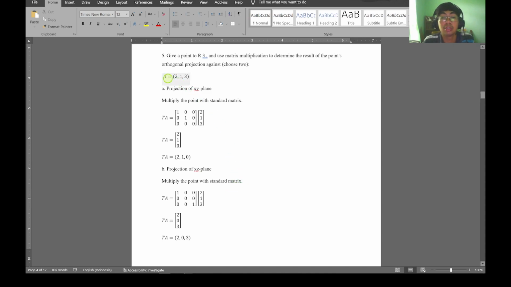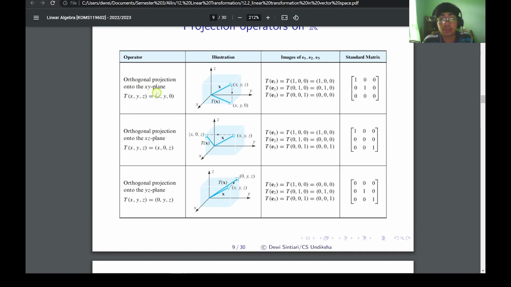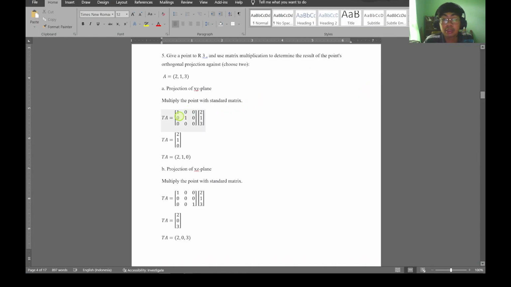So there is a point A that has coordinates 2, 1 and 3. First we need to find the projection onto the xy plane, and we need to multiply the point with the standard matrix of the xy plane. So this is the standard matrix of the xy plane: 1 0 0, 0 1 0, 0 0 0.